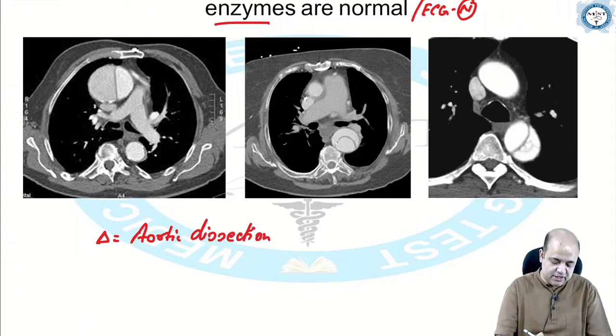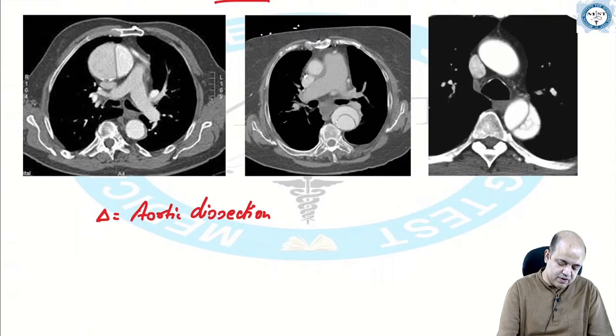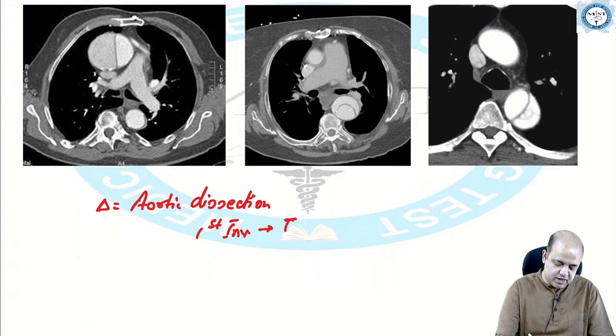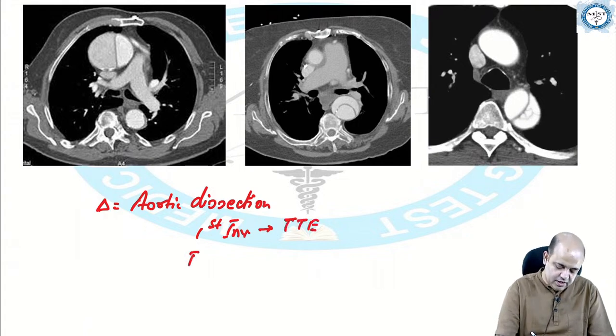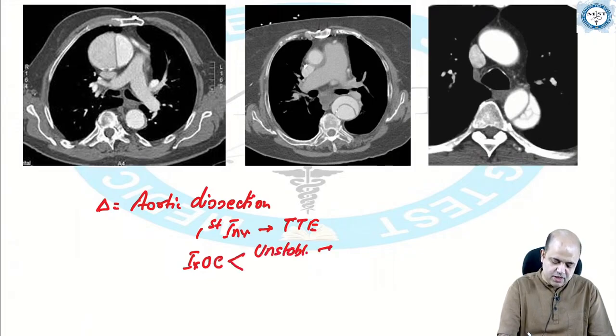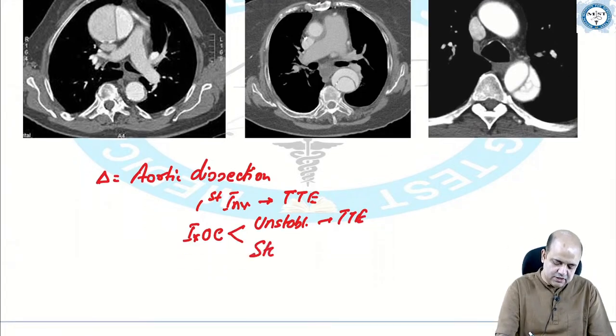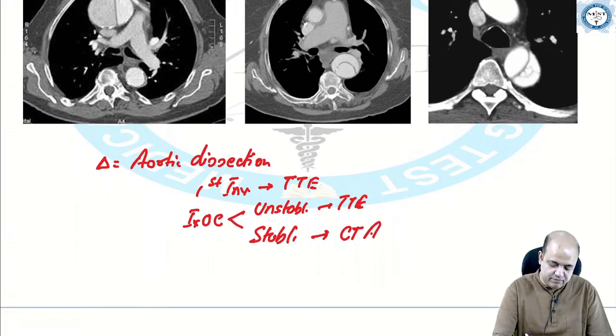The first investigation for the diagnosis of aortic dissection will be the transthoracic echocardiography. The investigation of choice in the unstable patient will again be the transthoracic echocardiography, but for the stable patient it will be a CT aortography, CT angiography.